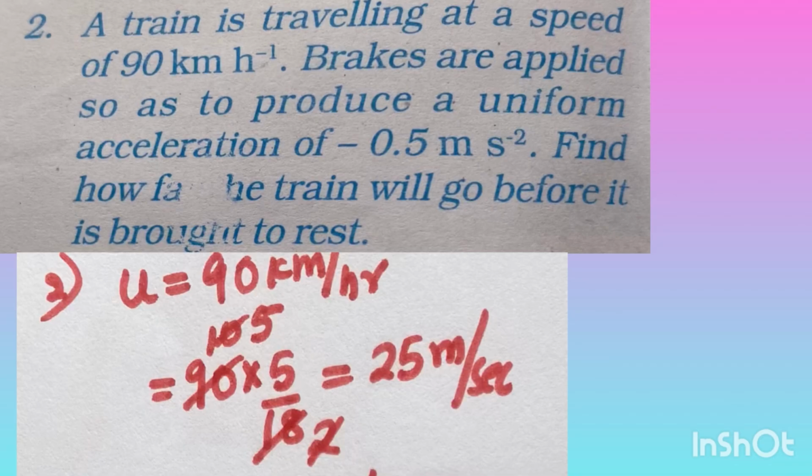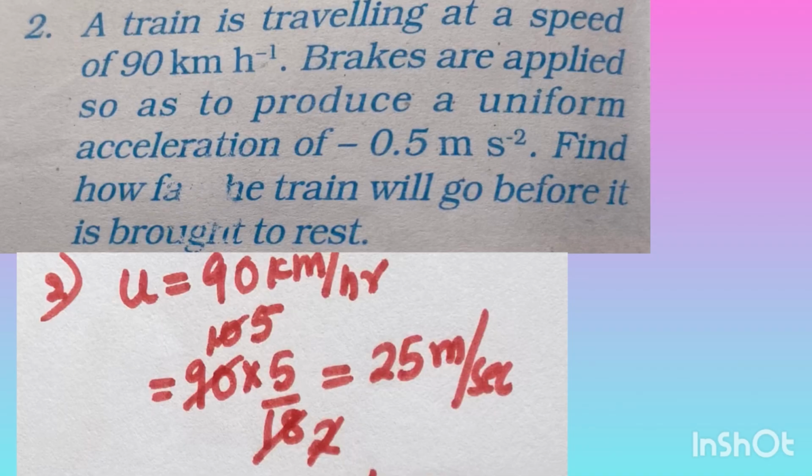Now it's given that a train is traveling at a speed of 90 kilometers per hour, means initial speed is 90 kilometers per hour. Brakes are applied so as to produce a uniform acceleration of minus 0.5 meter per second square. So acceleration is minus 0.5 meter per second square. Why minus? Because brakes are applied. Whenever brakes are applied, velocity reduces. Whenever there is decrease in velocity, acceleration is negative.